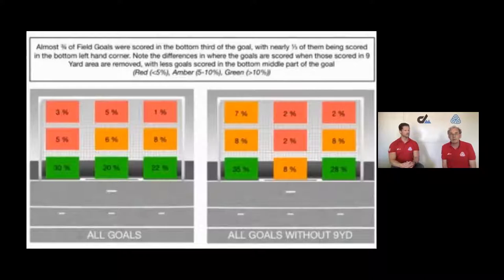You can see it over here. This is where the goals in the D were scored. All goals. And you see that in the bottom part, the green part, the most goals were scored. 30 over here. Stick side low. 20% of all the goals were where the feet of the goalie should be. And 22 on the left side low.